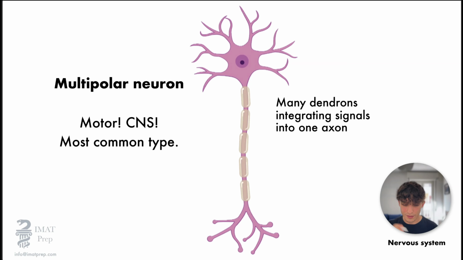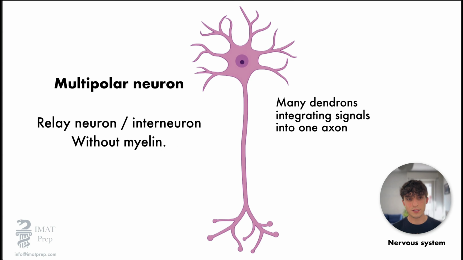So they have many dendrites and only one axon. And then we had seen multipolar neurons again, but this time a demyelinated form of multipolar neurons. And we said that these were mainly found as relay neurons or interneurons. Again, this is a multipolar neuron because we have multiple inputs, but the axon is demyelinated.